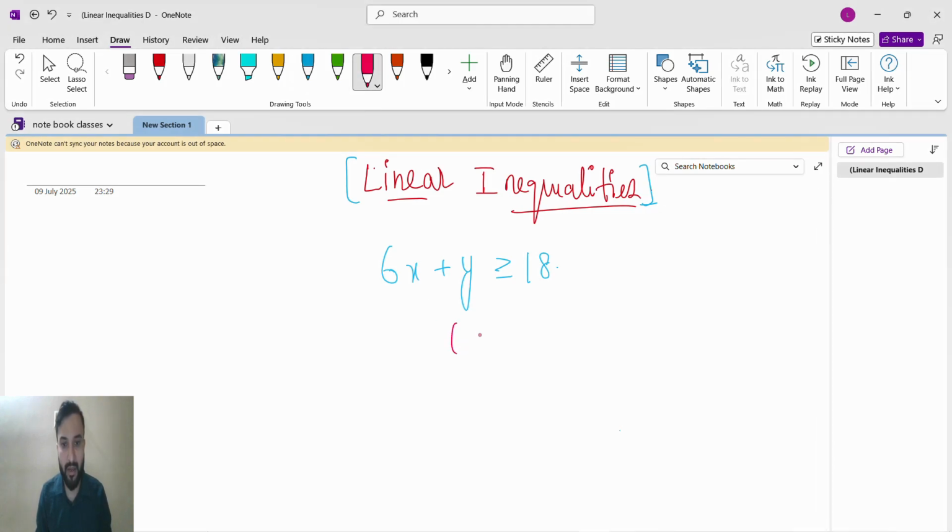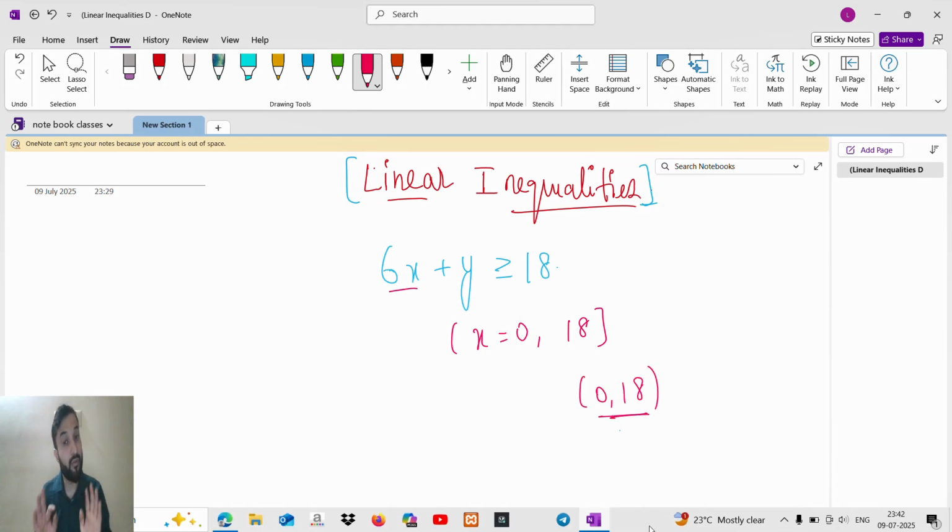First, guys, we will take x as 0. If I take x as 0, what is y? Substitute x as 0, and you will get y as 18. So x is 0, y is 18: 0 comma 18. Whenever they give the inequalities, they will ask which of the following points will satisfy that equation.